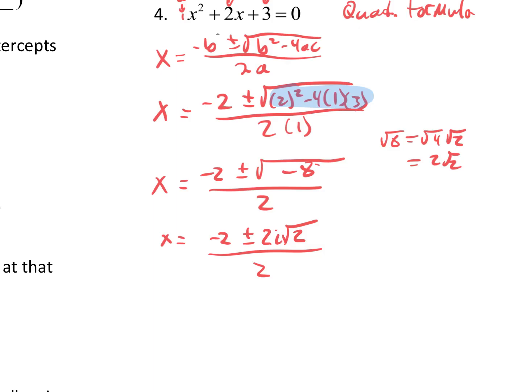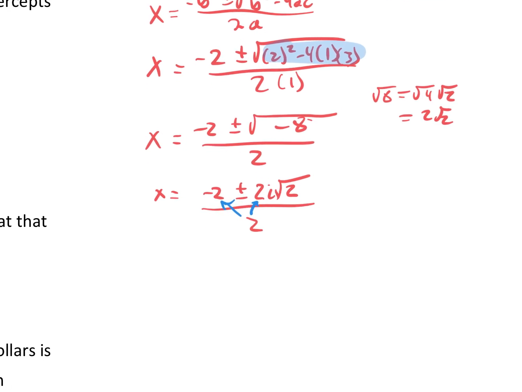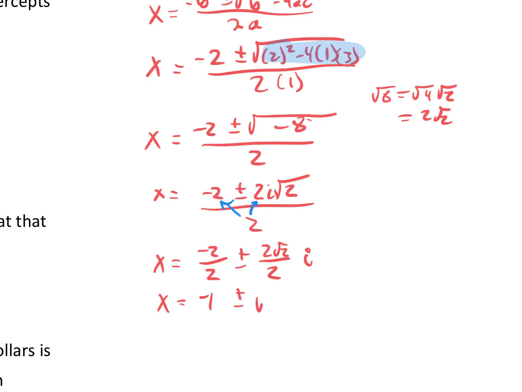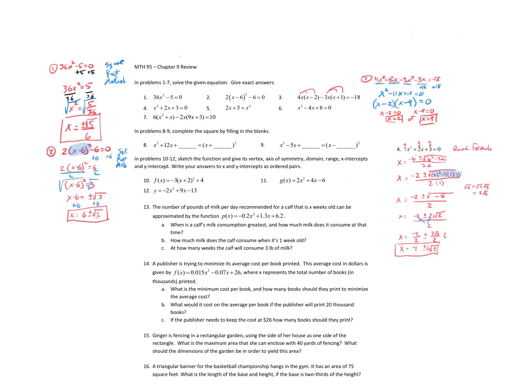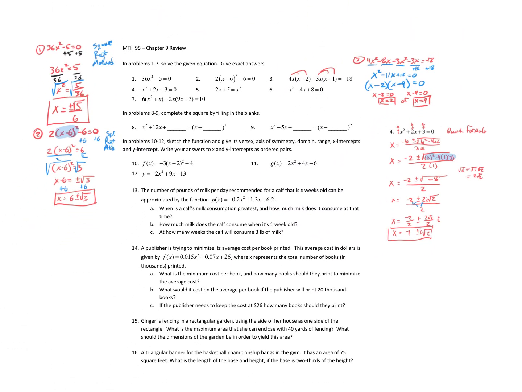All right, so we have this. Now, since this divides both of these, it has to divide both. You can't just divide one. But if we can simplify here, we can divide both of these. Or maybe it'd be better if we write it this way. This is 2 over 2 plus or minus 2 square root of 2 over 2, and I'm going to move that i out here. And now the 2's cancel. So this is negative 1 plus or minus the square root of 2, i, or i square root of 2. So there is number 4. All right, on to number 5.